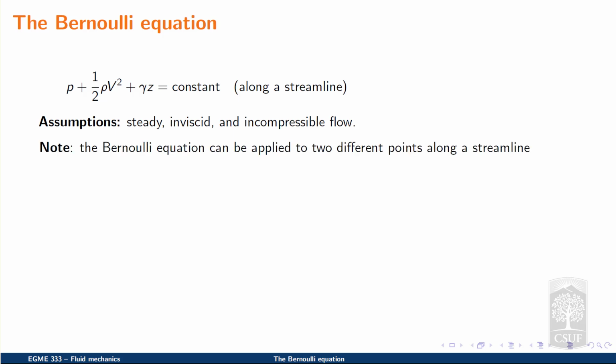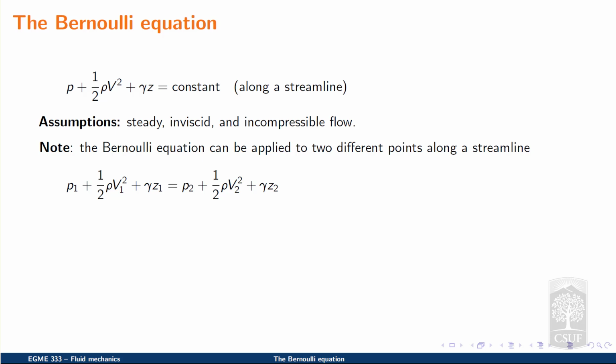Note that the Bernoulli equation can be applied to two different points along the streamline so that we can expand it out, where we have P sub 1 plus 1/2 rho V sub 1 squared plus gamma Z sub 1 on one side, and on the right-hand side, we have the quantity applied at point 2, which is P sub 2 plus 1/2 rho V sub 2 squared plus gamma times Z sub 2.